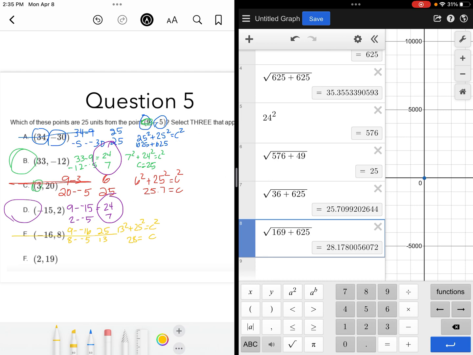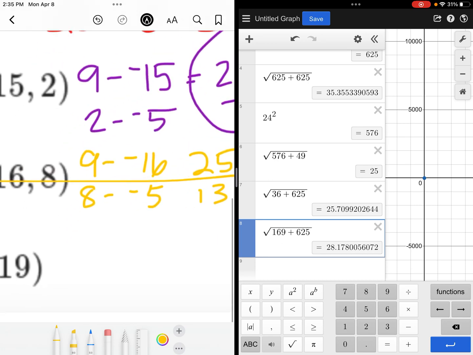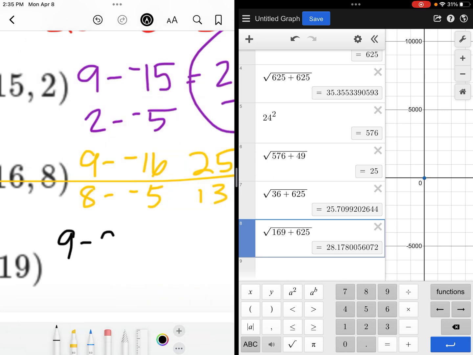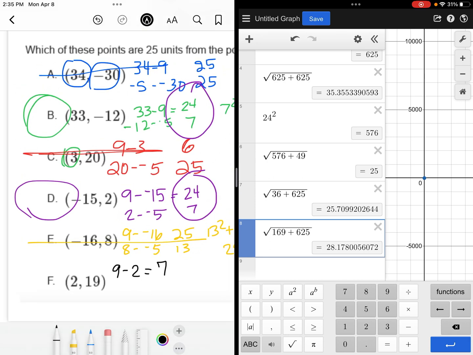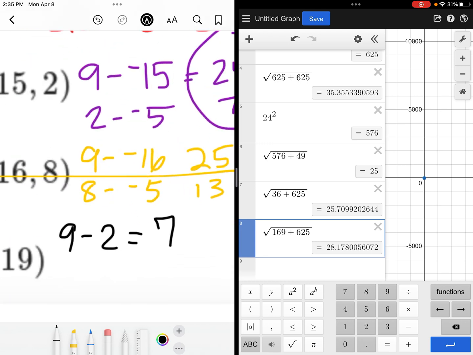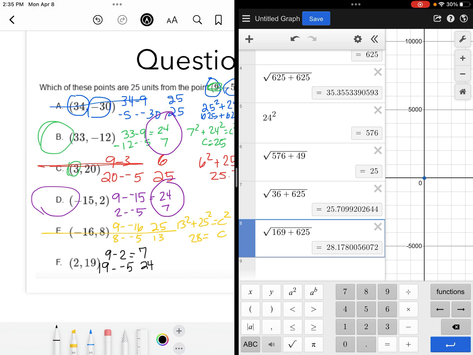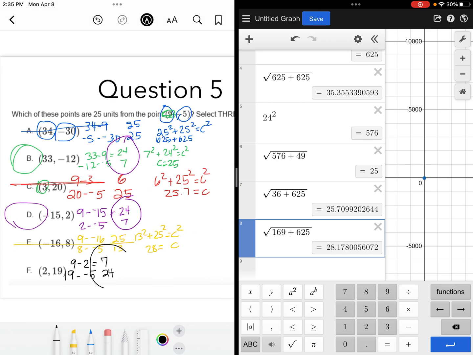Last one, 9 minus 2 is 7, and 19 minus negative 5 is going to give me 24. So 7 and 24 work. So it has to be B, D, and F.